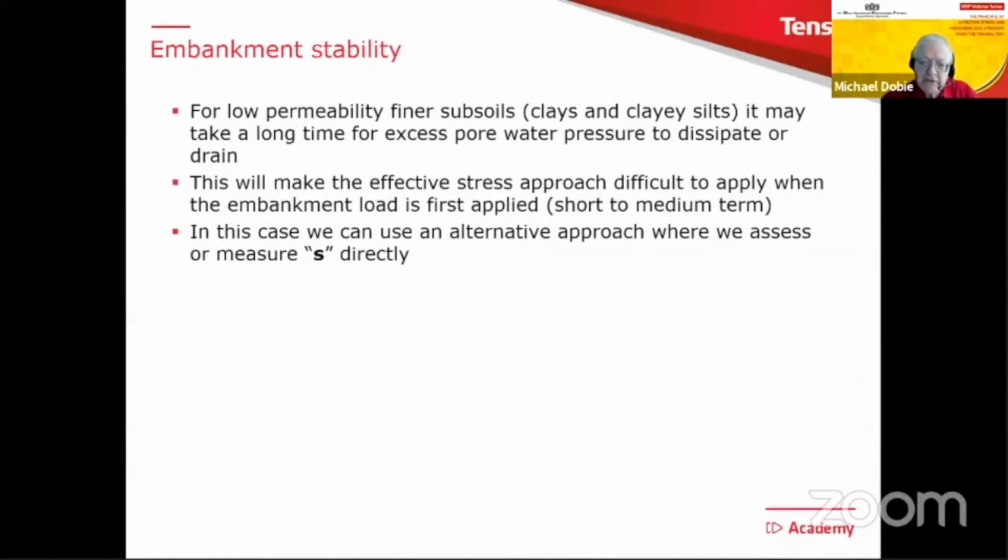Now, if we then change to low permeability, fine soils, like, for example, clays or clay silts, then when we build our embankment, there will be an increase or a change in pore pressure, and it'll take a very long time for it to dissipate. Therefore, we need to use a different approach in classical soil mechanics. So we need to use a technique where rather than trying to assess the pore pressure, we're going to go inside the soil and measure s directly.